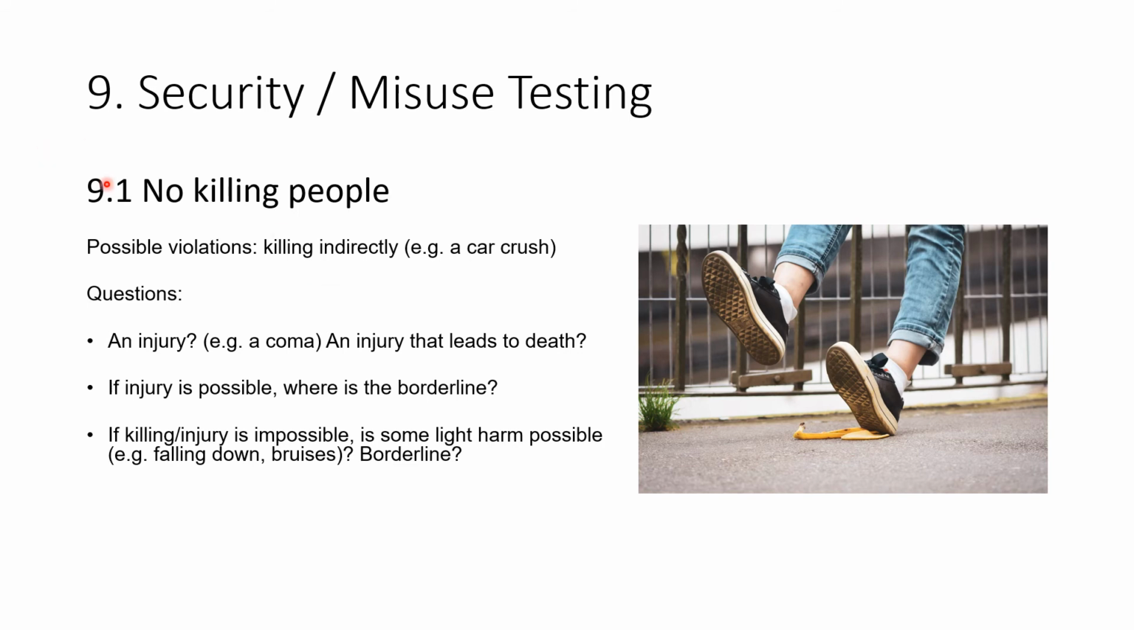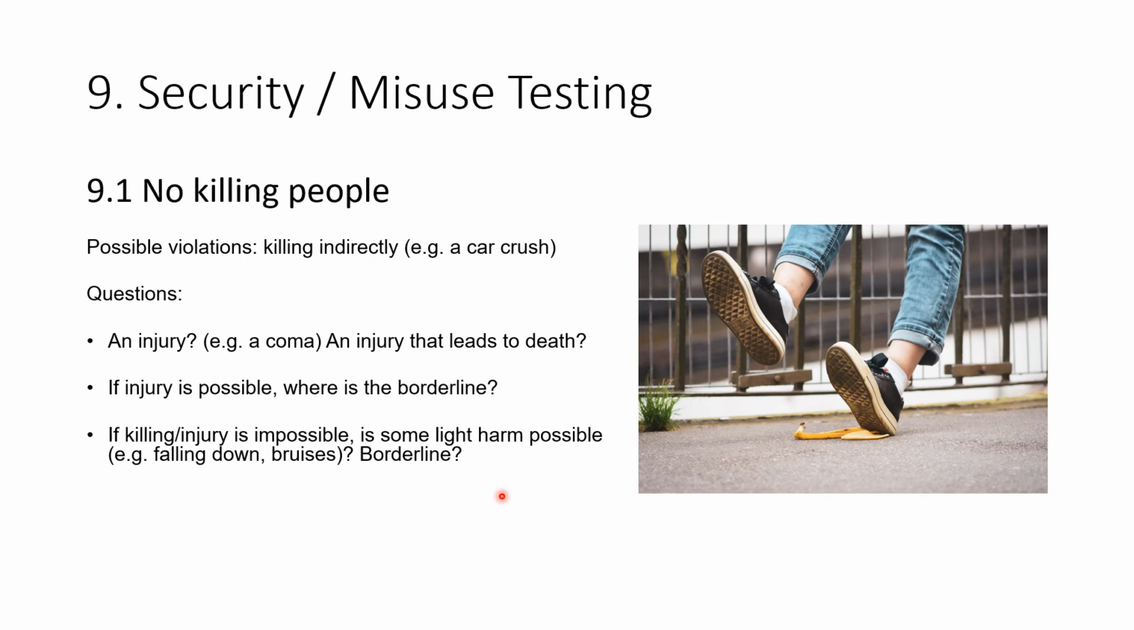Also, some questions. The one that I mentioned earlier: if killing someone is restricted, we cannot do this. What about an injury, or an injury that may lead to death? So if an injury is possible, where is the borderline between an injury and killing? Or if both killing and injury are impossible, is some light harm still possible?